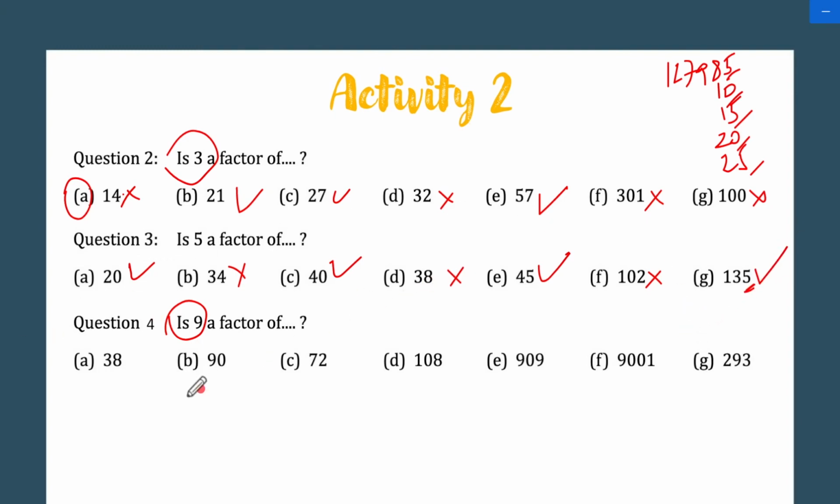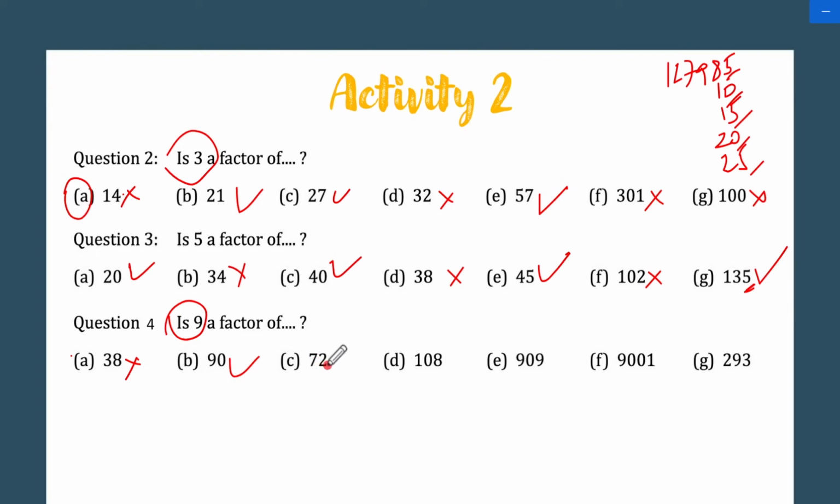Okay? And if you want to do the trick with the 9, you have to do the same as with 3. You add up the digits. If the digits divide by 9, it means your number divides by 9. Yeah, so I'm just going to do the first two here. 3 plus 8 is 11. So 11 doesn't divide by 9. Then you have 90, which is 9 plus 0 gives you 9. So that divides by 9.